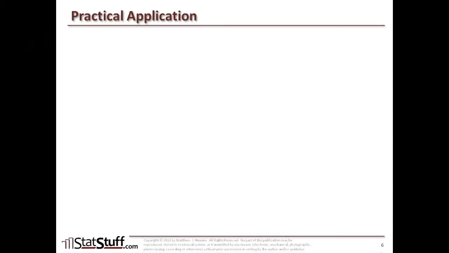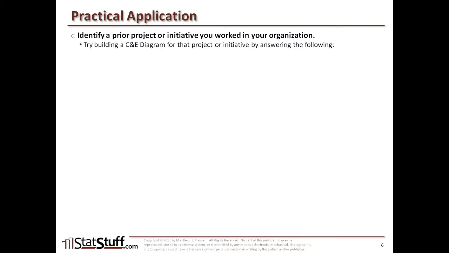All right, before we close this lesson, let's discuss how we can apply some of these concepts in a practical way. We may not have an opportunity to use a new C&E diagram right now, but what I would like you to do is try to identify a prior project that you might have worked with in your organization, and you can try to build one using that. So let's try to build, using that prior project, a C&E diagram for that project and try to answer some of these questions. For example, what was used as the critical metric or that project Y for that particular project or initiative? And how would you define a defect in that project? This might be that ultimate effect, that undesirable effect that you would use within the C&E diagram.